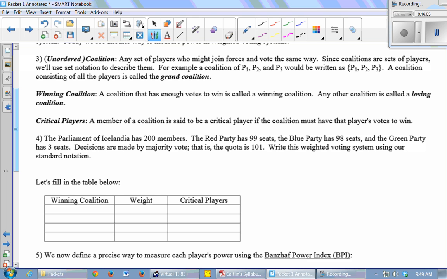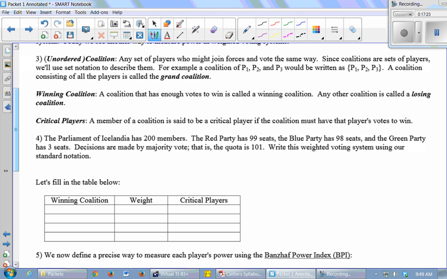And every player doesn't have to be in every coalition. So you can have just a team of 1 or a team of 2 instead of having every player on every coalition. So coalitions are sets of players. We use these curly brackets to describe them. With Shapley-Shubik, we use those arrow-looking brackets. And a coalition that does have every player on it is called the Grand Coalition.